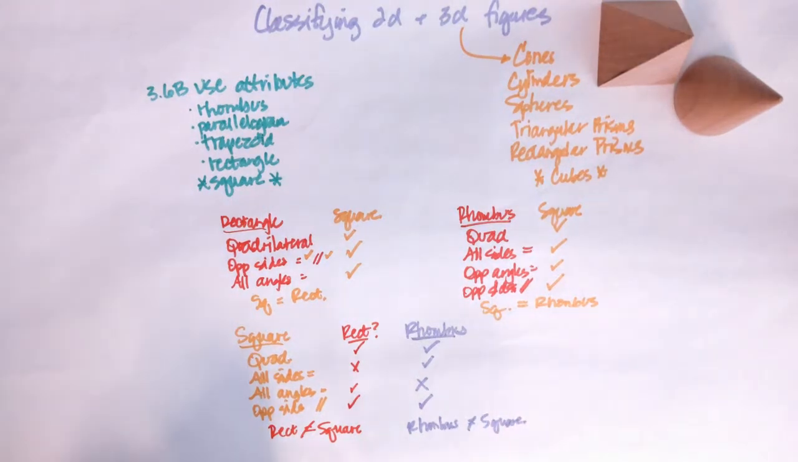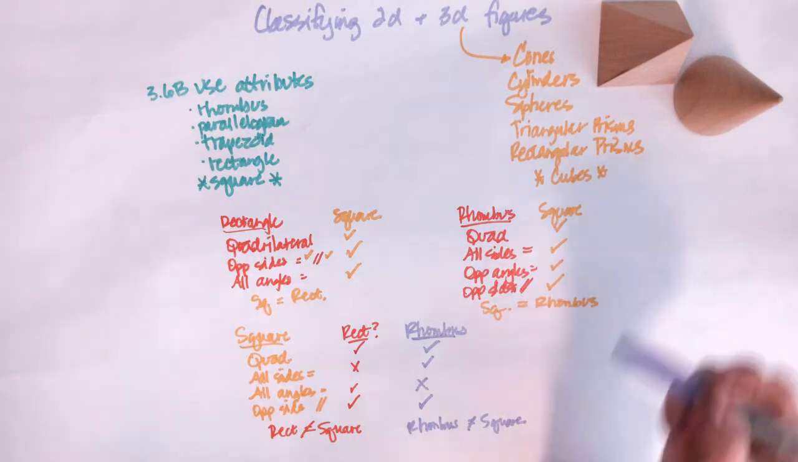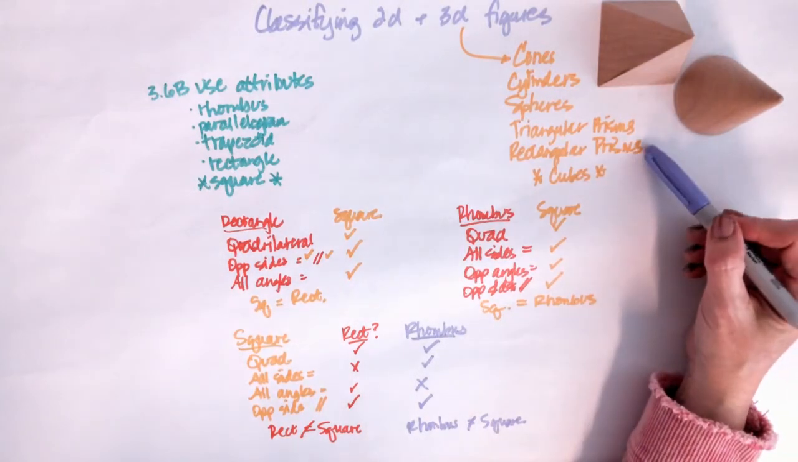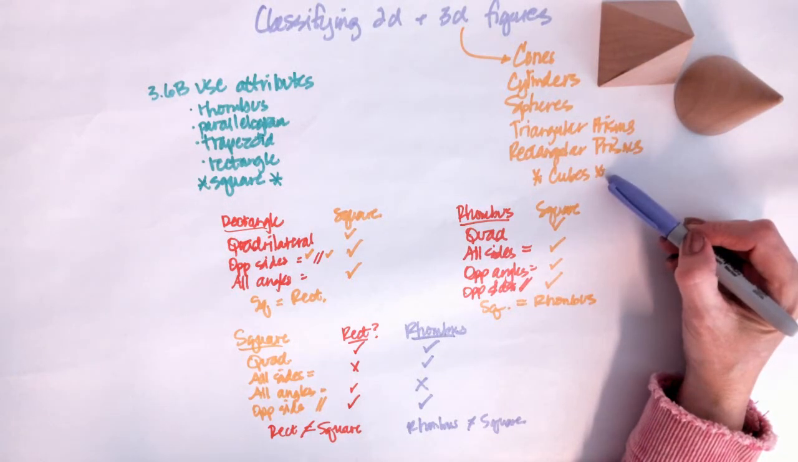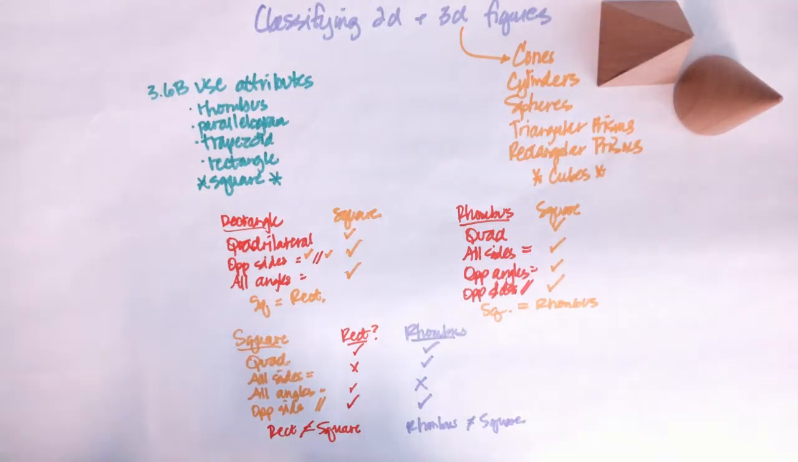So hopefully that will help you and your students make sense of that understanding. The same thing works for rectangular prisms and cubes. A cube is a rectangular prism.